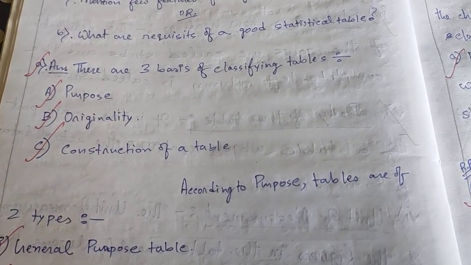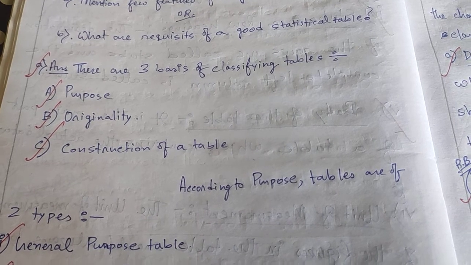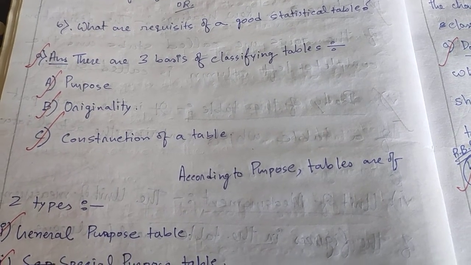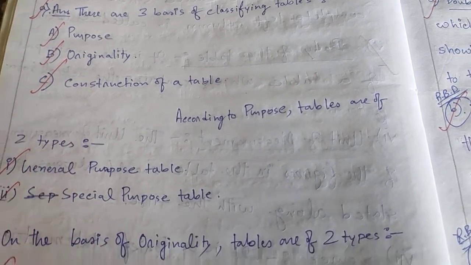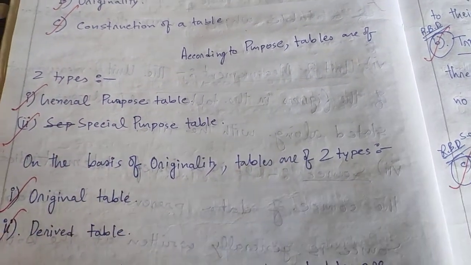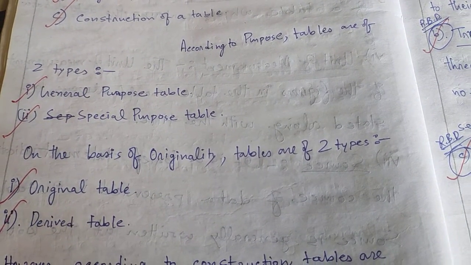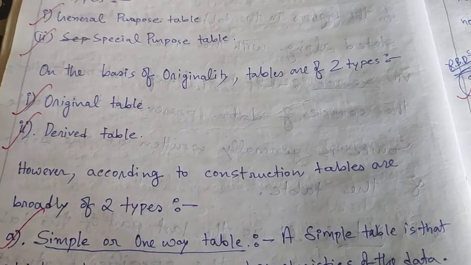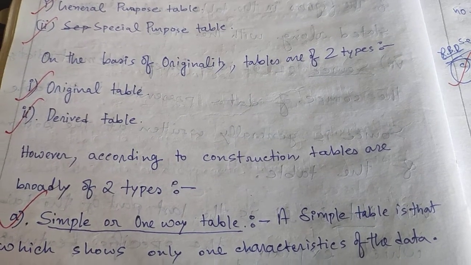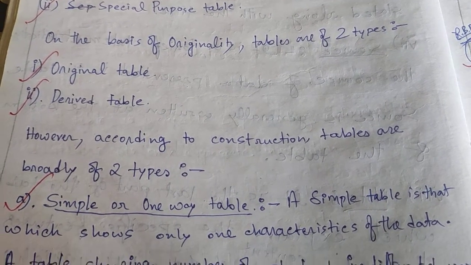Answer 7A, there are three bases of classifying tables. Number 1, purpose. Number 2, originality. Number 3, construction of a table. According to purpose, tables are of two types. Number 1, general purpose table. Number 2, special purpose table. On the basis of originality, tables are of two types. Number 1, original table. Number 2, derived table.